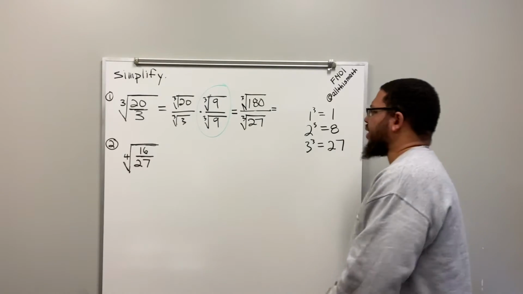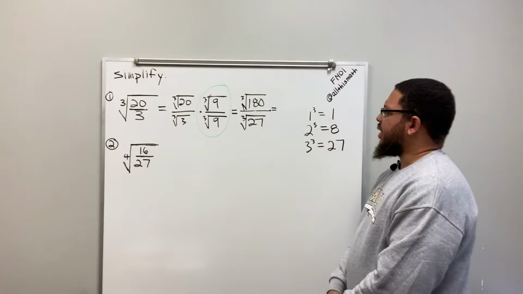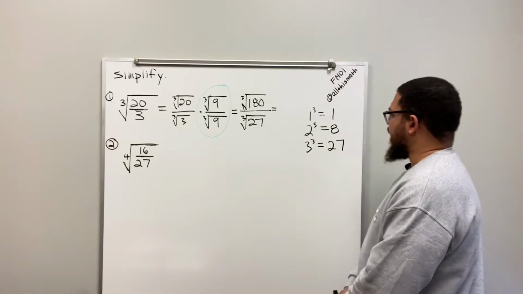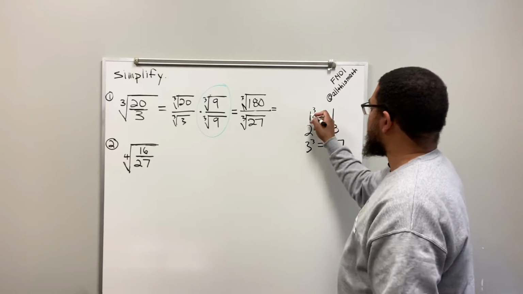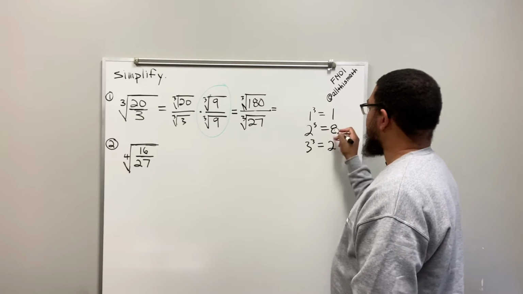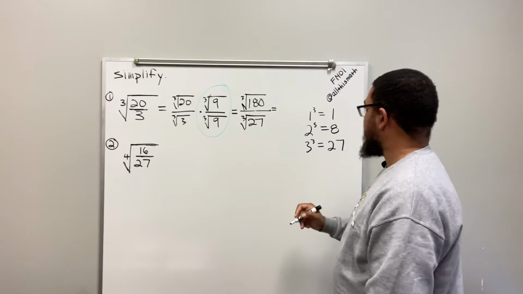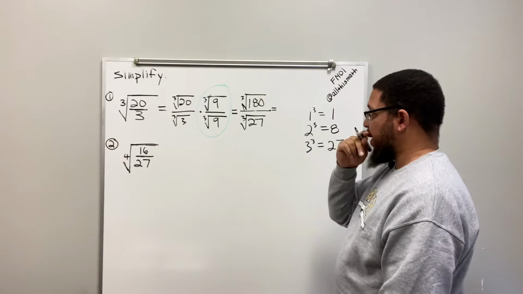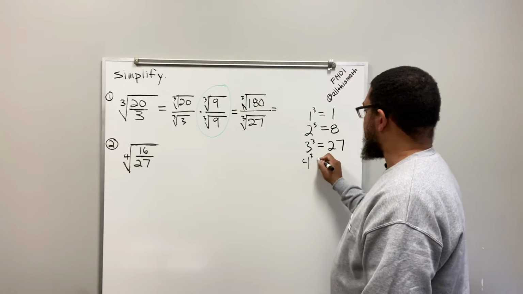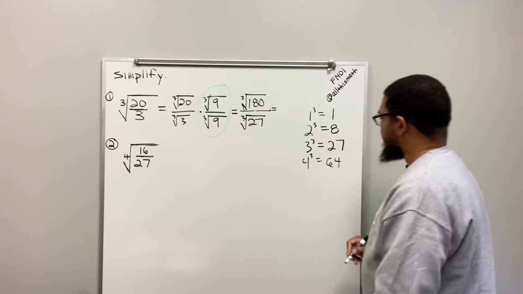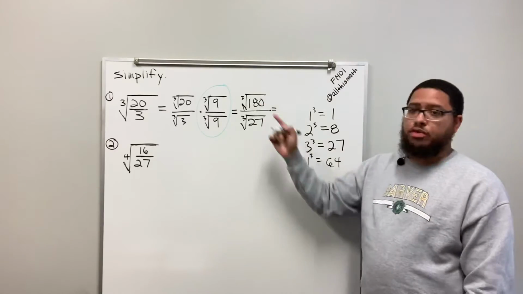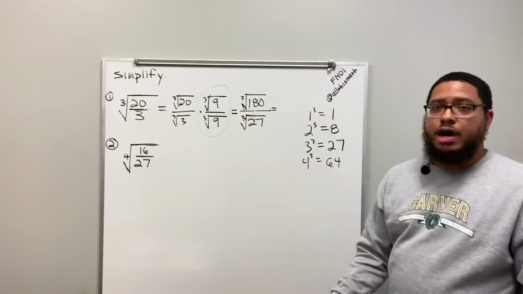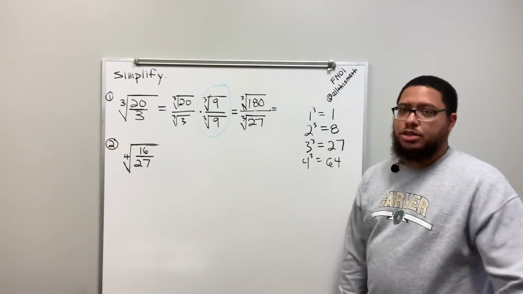Now, look at your numerator. I'm trying to see, can I simplify the cube root of 180? Nah, I can't. Because I already know 1 to the third is 1, 2 to the third is 8. 8 is not a factor of 180, right? 3 to the third is 27. 27 is not a factor of 180. What's 4 to the third? 4 to the third is 64. 64 is not a factor of 180. And if I keep going up, 5 to the third is 125, and 6 to the third is 216.